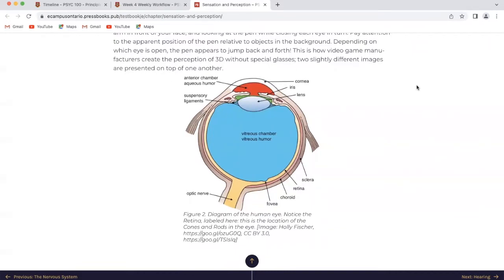There's a diagram here of the human eye, so I would recommend that you take a look on the YouTube channel or the open courseware to see the different locations, because it's hard for me to describe if you can't see the picture.